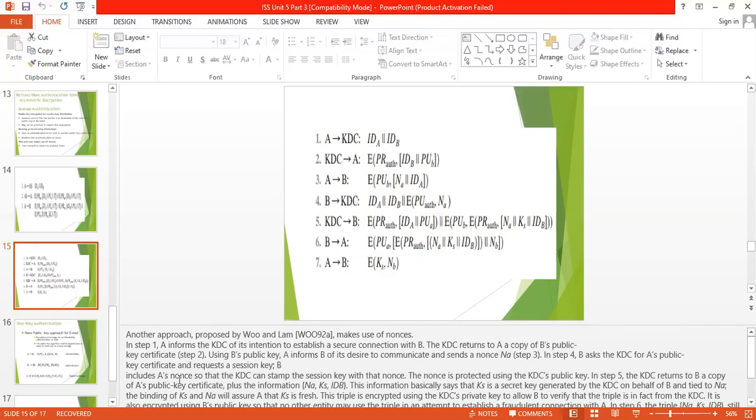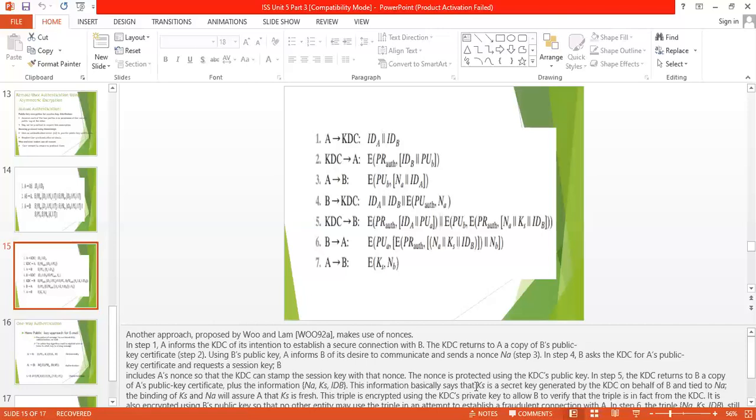B includes A's nonce so that the KDC can stamp the session key with that nonce. The nonce is protected using the KDC public key. In step 5, the KDC returns to B a copy of A's public key certificate plus the information. The information includes the NA, KS, and the ID of B.